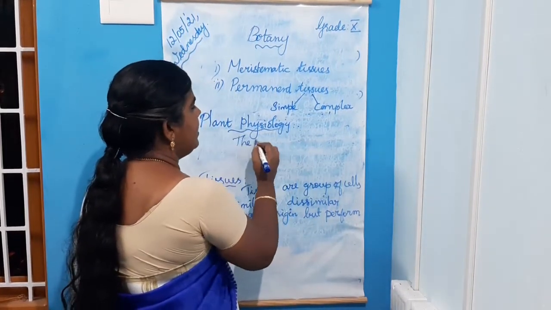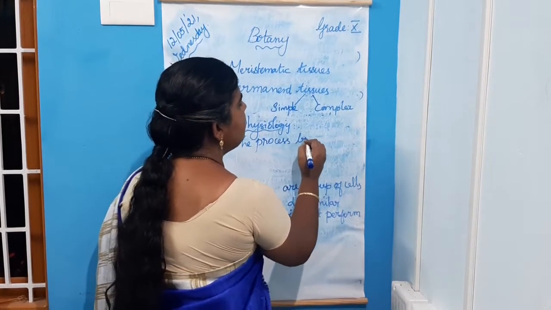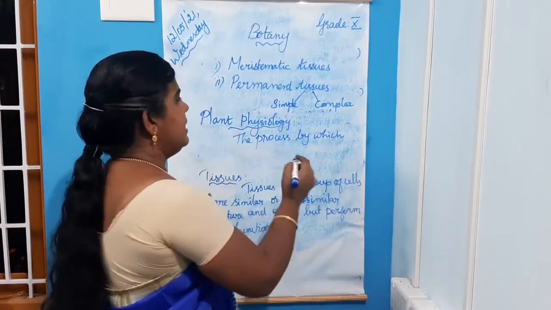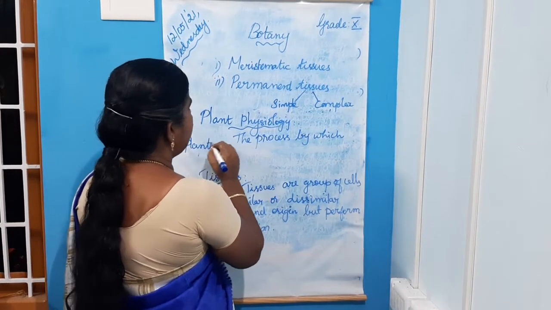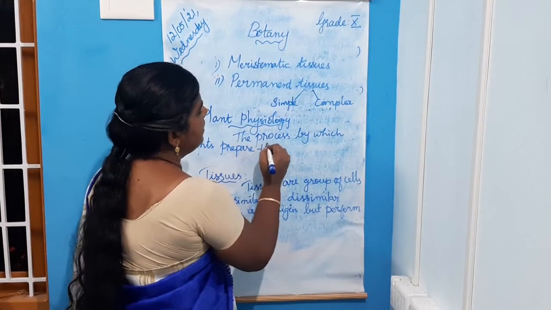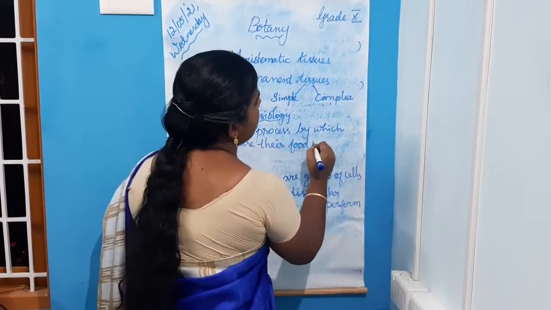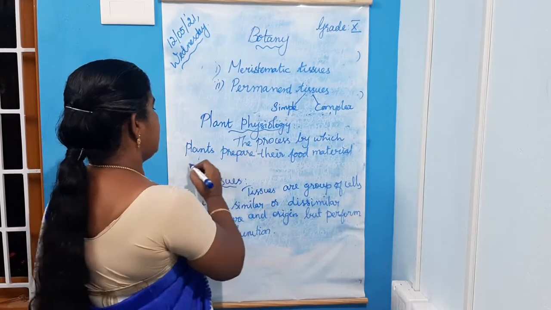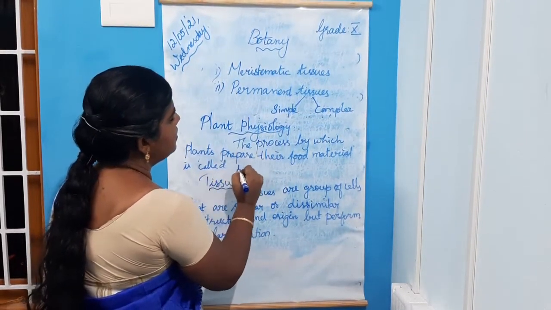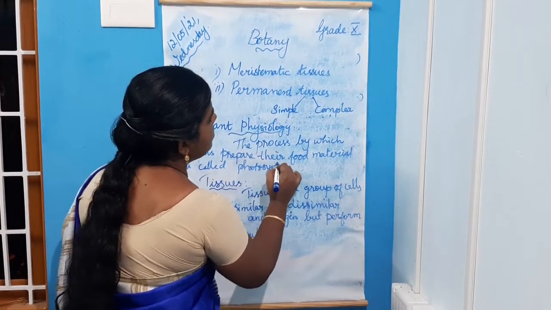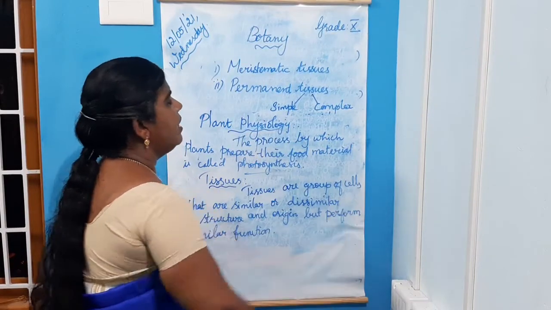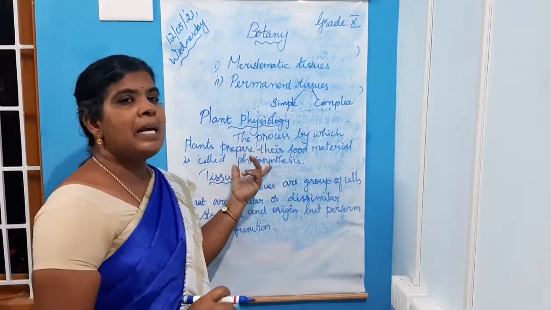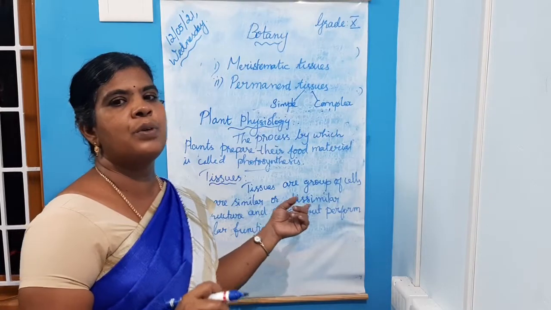The process by which plants prepare their food material is called photosynthesis. You must know these terms and definitions. What is photosynthesis? The process by which plants prepare their food material is called photosynthesis.